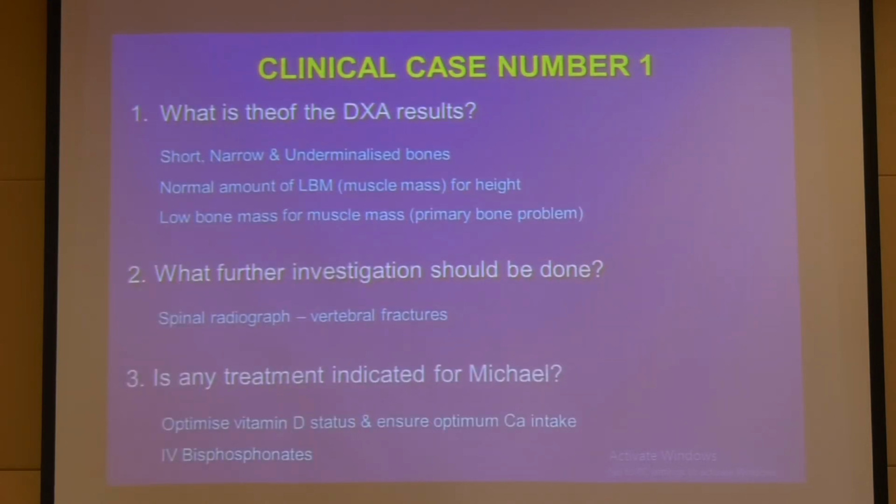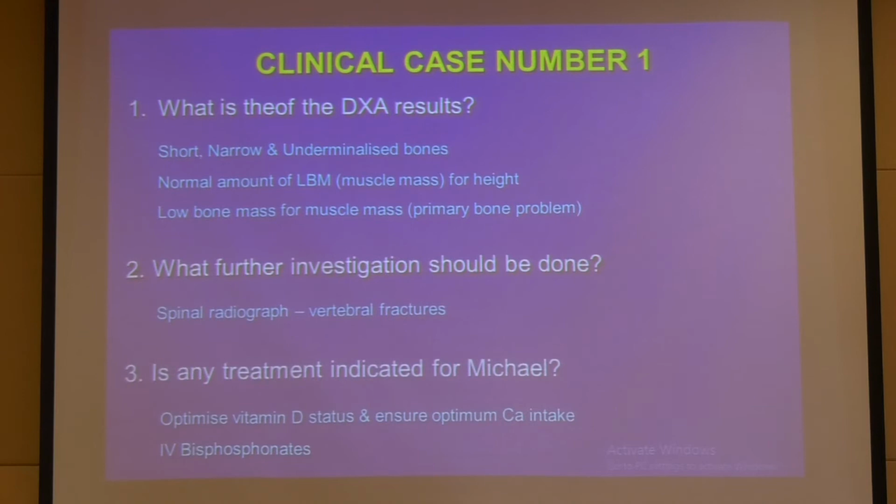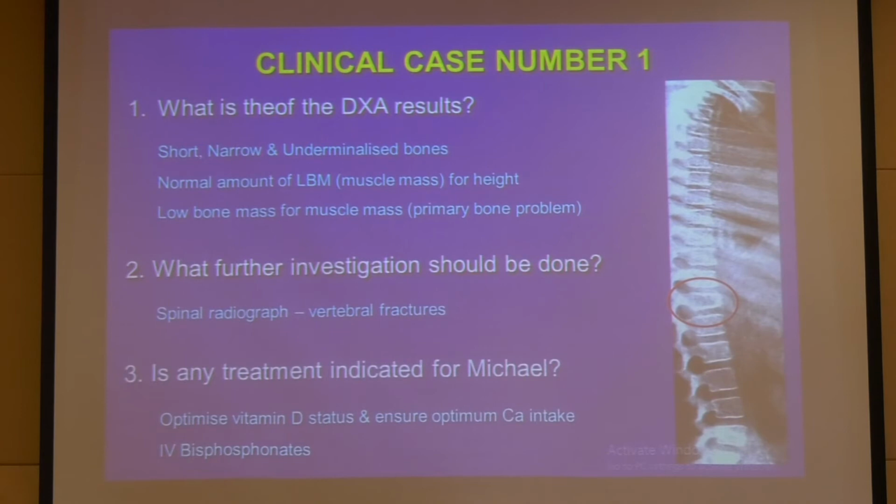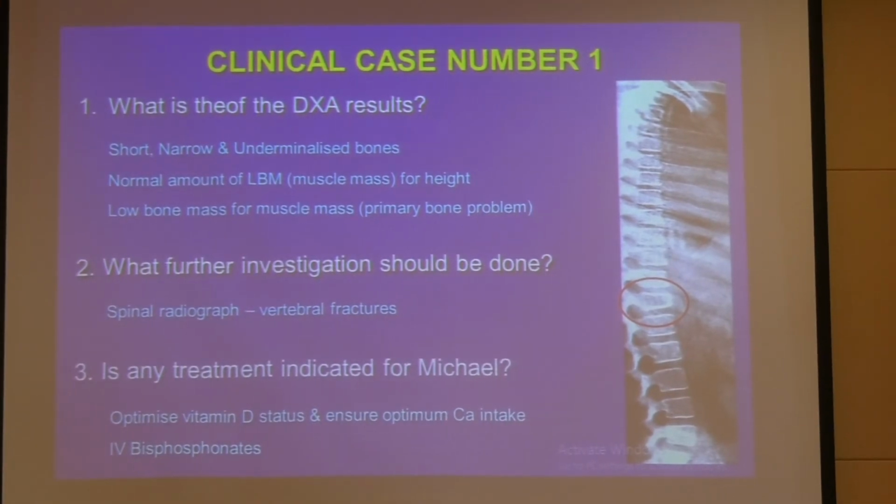So the interpretation of the DEXA is that he's got short, narrow, and unmineralized bones. He's got normal amount of lean body mass for his height, and he's got low bone mass for his muscle mass. Because of his backache, we did a spinal radiograph, and he had vertebral fractures, and the treatment for Michael is to optimize his vitamin D, ensure that he's getting adequate calcium intake, and because he's a boy with osteogenesis imperfecta, which you probably worked out from his history, we use compassionate use of IV bisphosphonates in children, which I'll talk about in my second talk for that.